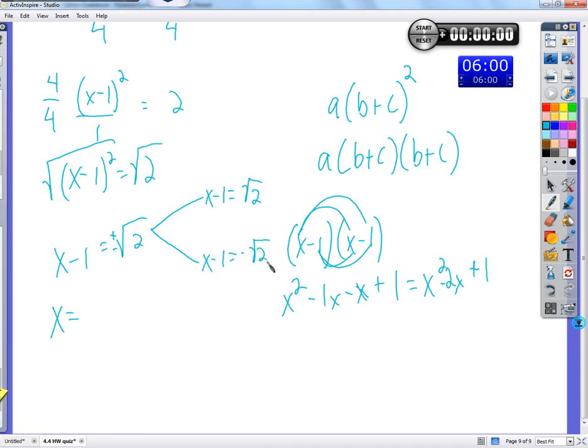All I'm doing here is reminding you what this plus minus notation means. In one case, it could equal the positive square root of 2. In another case, it could equal the negative square root of 2. That's what the positive negative statement means. Okay.